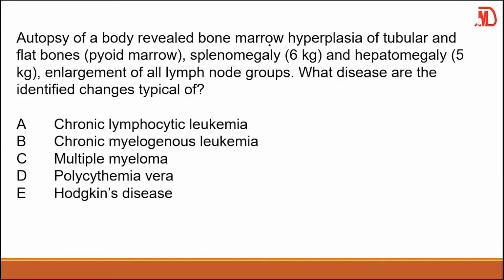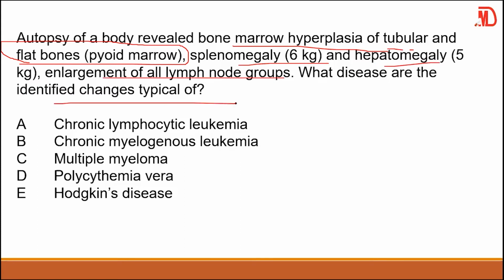Autopsy of a body revealed a bone marrow hyperplasia. Bone marrow hyperplasia. That means it is overgrowing. Whatever cells is there is overproliferating. But look at it. They said of the tubular and the flat bones. This is your clue. That's myeloid marrow. There's splenomegaly, hepatomegaly, enlargement of all lymph nodes. What disease are the identified changes typical of?